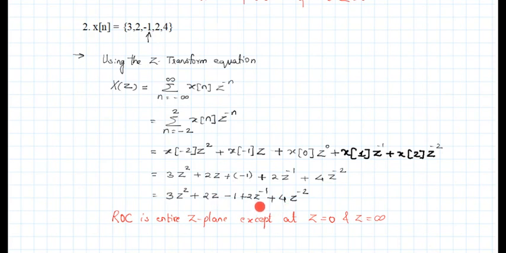So the ROC statement would therefore be defined as: ROC is the entire Z plane except at Z is equal to 0 and Z is equal to infinity. Because Z equal to 0 is making the Z transform infinite. Also Z equal to infinity, that is, positive powers of Z, makes the Z transform infinite. So except these two values, all the Z values are accepted, and hence we write the ROC statement as: ROC is entire Z plane except at Z is equal to 0 and Z is equal to infinity.